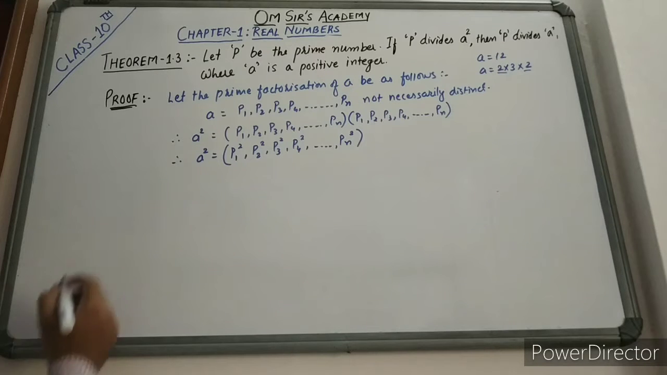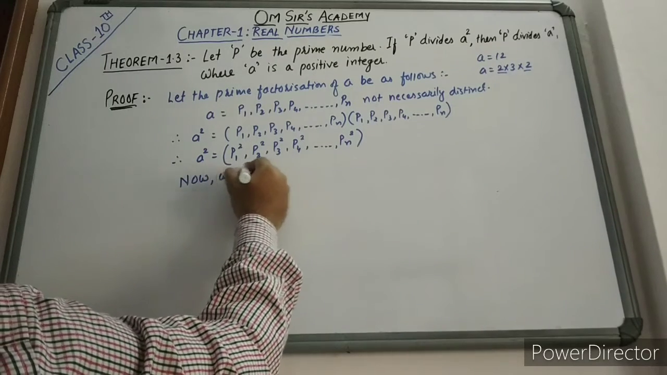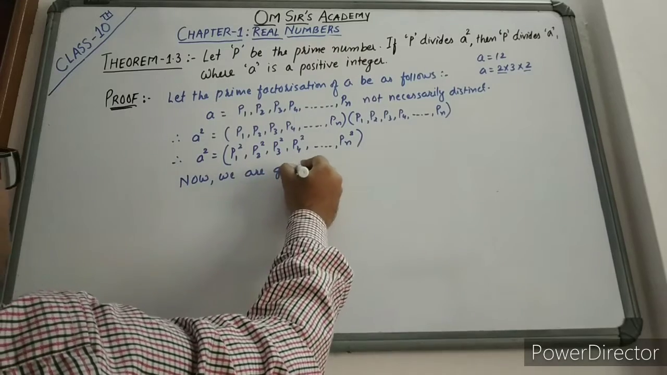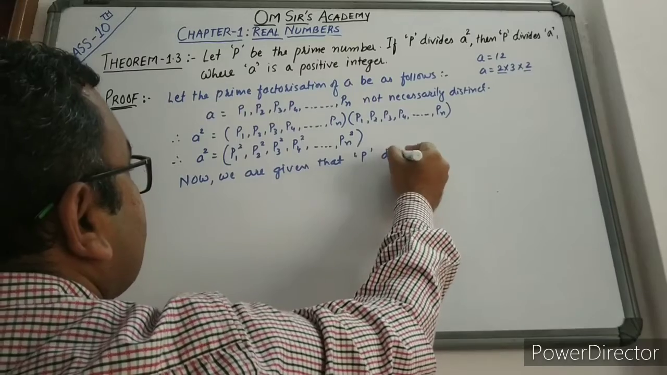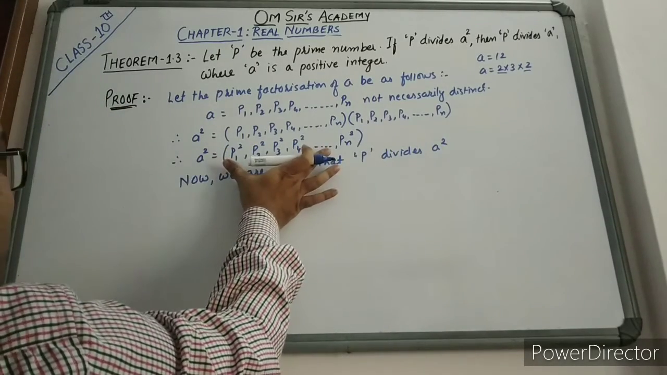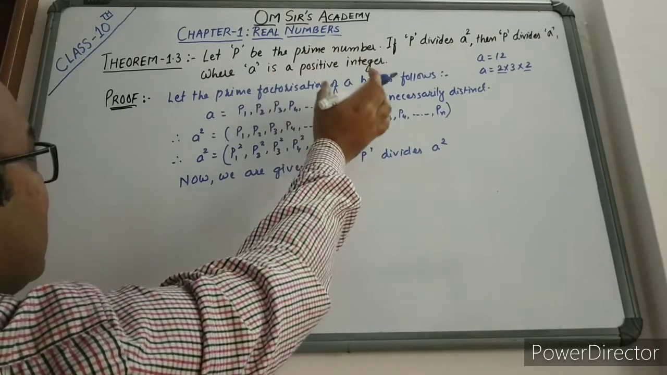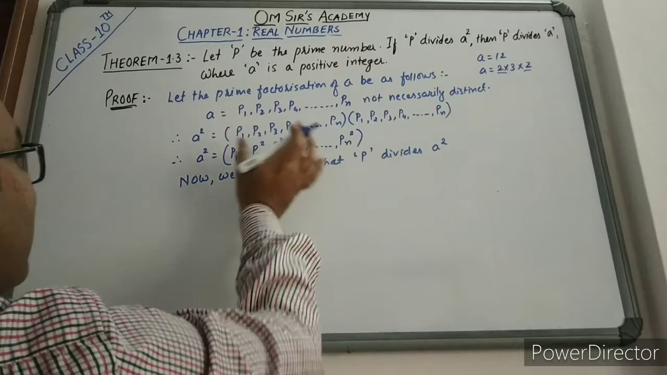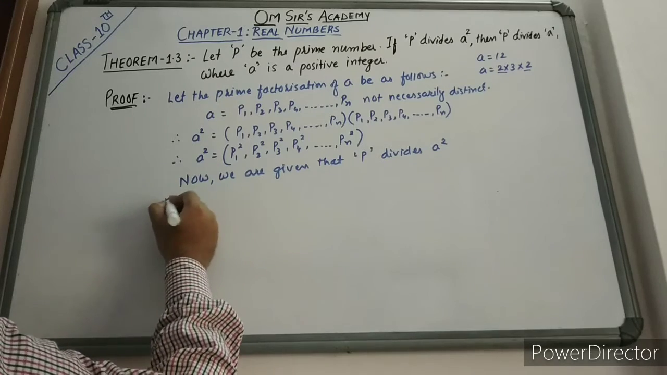Now we are given that p divides a square. a square was this whole term. So p is one of the prime factors and a prime number, and it divides this a square. Is it clear? So therefore the fundamental theorem of arithmetic will say what?